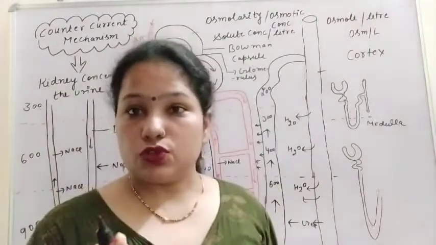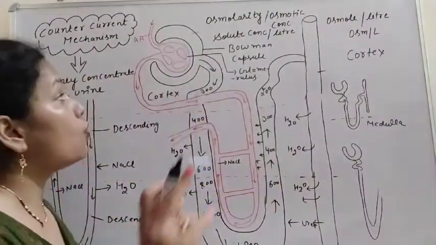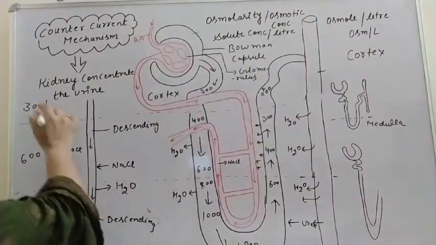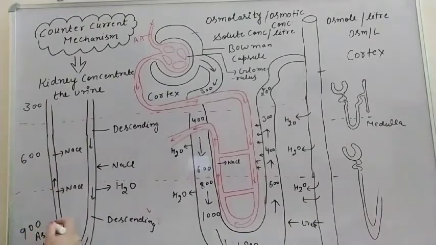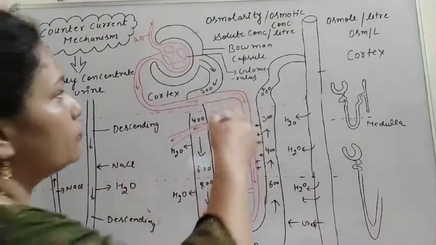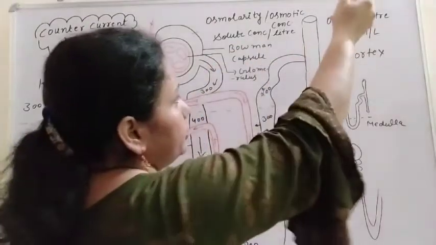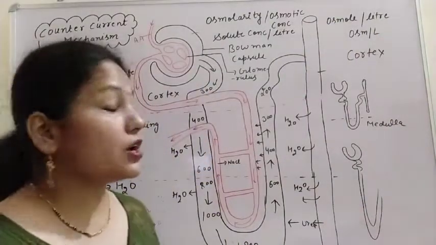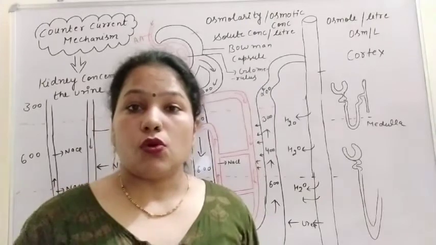After that, one term is also here, that is osmolarity, meaning everywhere the values are written as 300, 600, 900 osmol per liter. So what is the meaning of this? The meaning of this is the concentration gradient.